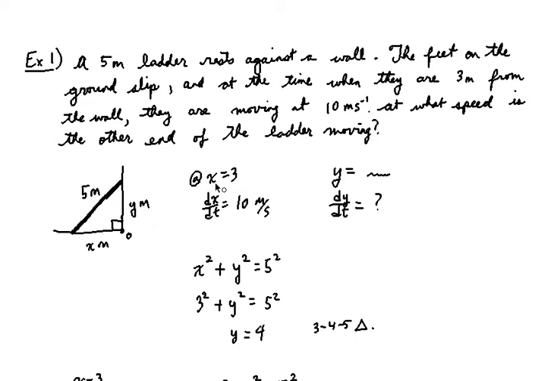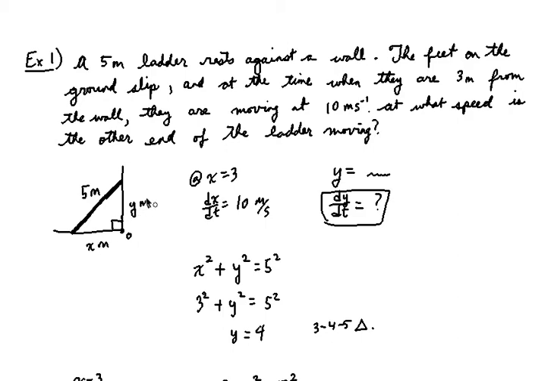So at the point x equals 3, we know that dx/dt is 10 meters per second, and at this point, the question is, what's y? And what's dy/dt really? This is my goal here. So we need to find a relationship first between x and y. So that's always our goal.